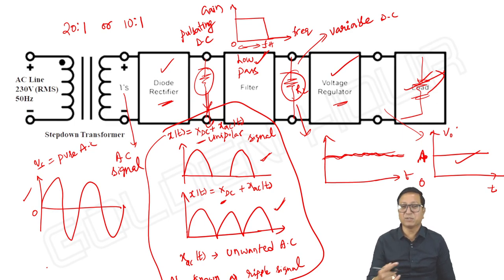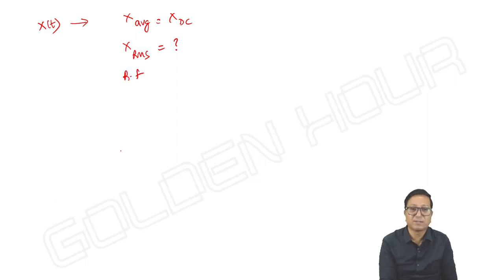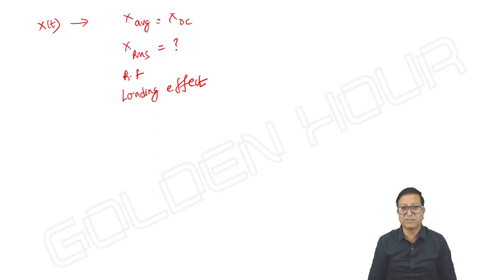Again, before going to our rectifiers, we discuss some points like the significance of average value. Suppose I have a signal x of t. What is the significance of its average value, or the DC component of x of t? And what about the RMS value of x of t? What is its significance? And the ripple factor, okay, and the loading effect. What is meant by loading effect? All these things I will be discussing first.